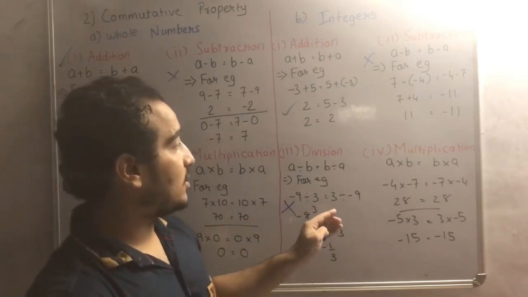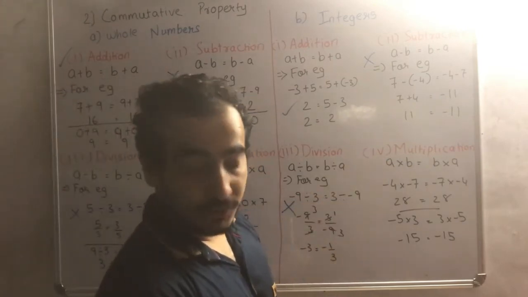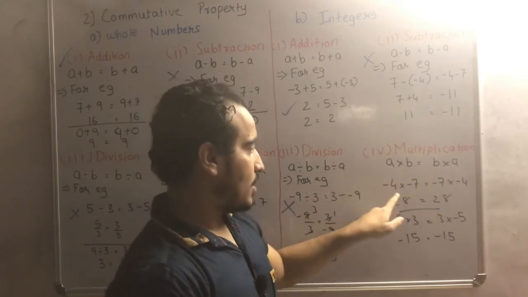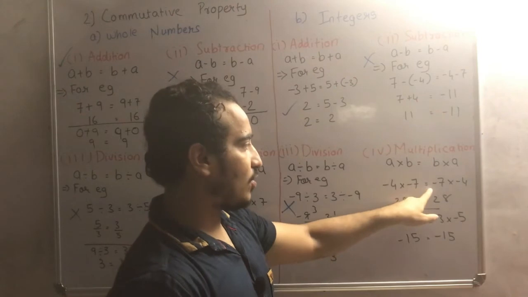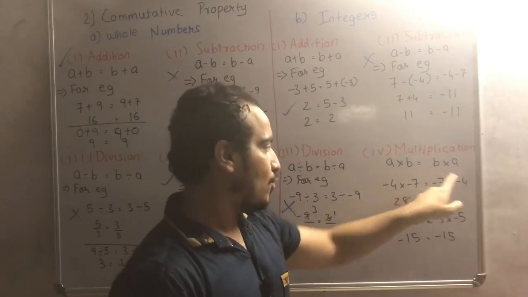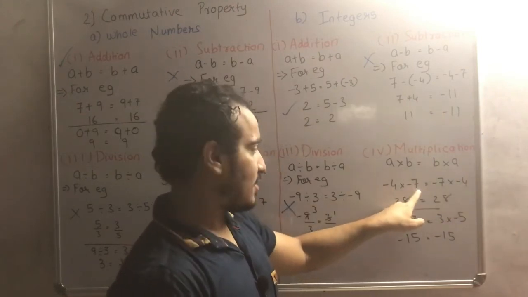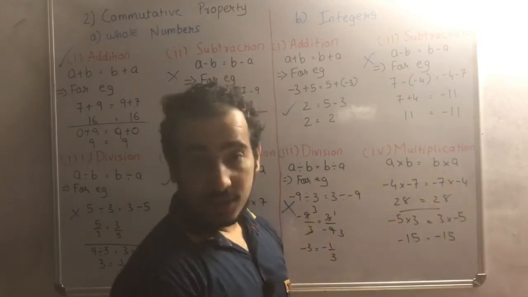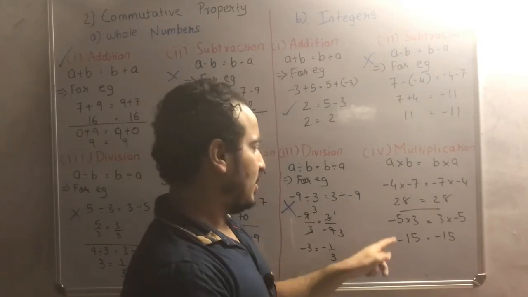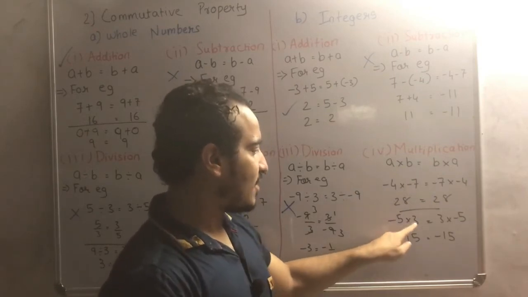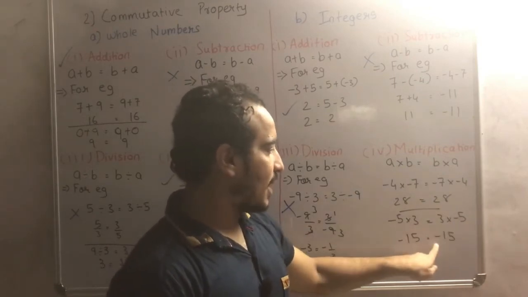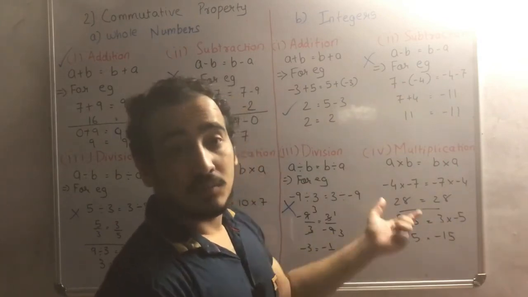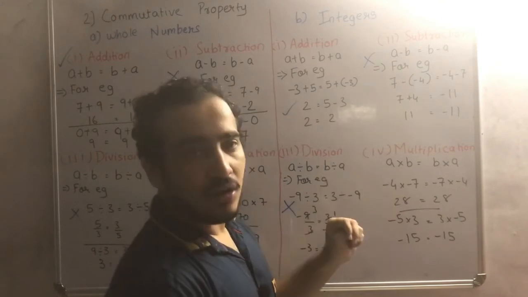Okay, now lastly we move to multiplication. A into b equals b into a. Minus 4 into minus 7 equals minus 7 into minus 4. Minus minus plus, 7 4s are 28. Minus minus plus, 7 4s are 28. Both are the same. Let's take another example. Minus plus minus, 5 3s are 15. Plus minus minus, 3 5s are 15. Both give the same answer. So we can see that multiplication follows the commutative property.